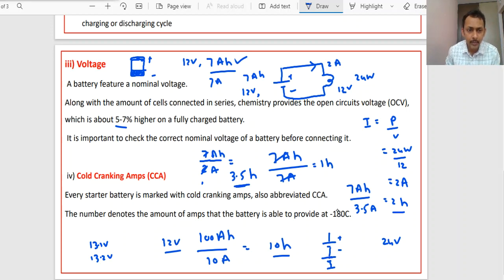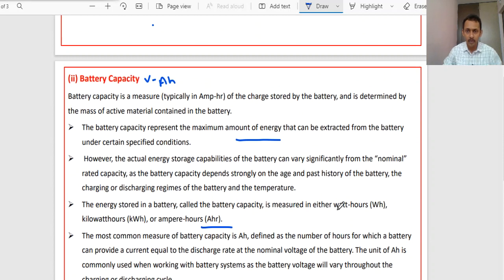Now cold cranking amperes. Every battery will be marked with the cold cranking amps, which is abbreviated as CCA. This number denotes the amount of amperes that the battery is able to provide at minus 180 degree centigrade. At minus 180 degree centigrade, how much current it is able to provide will be specified with the help of cold cranking amps, right? So these are the important parameters. If you come across the ampere hour capacity of the battery, you should understand it properly.